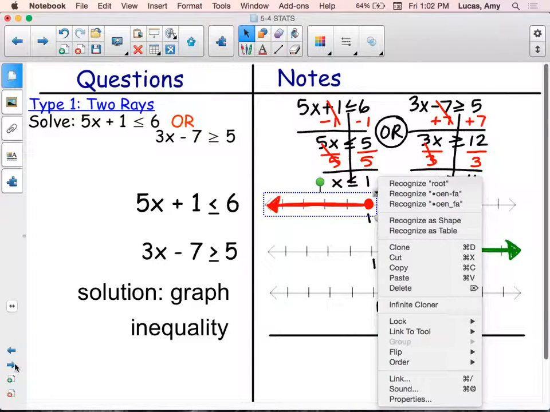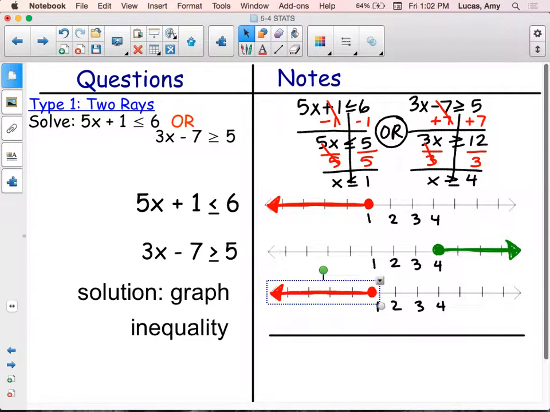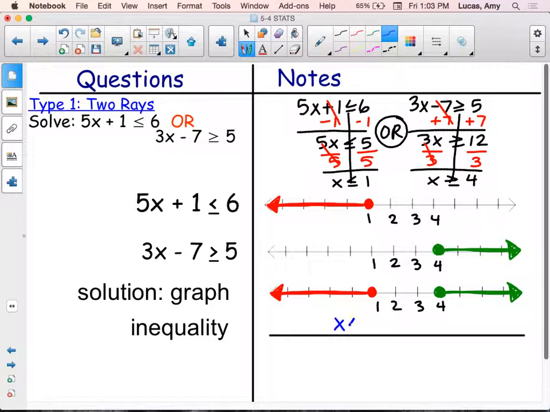So I'm just going to clone this because for my solution, I'm going to have both of the rays in my solution. Because think about that Perkins discount. You just have to meet one requirement or the other one to get the discount. So this is saying, tell me a number that is less than or equal to 1 or greater than or equal to 4. So they both count. So our inequality is just that. X is less than or equal to 1 or x is greater than or equal to 4.